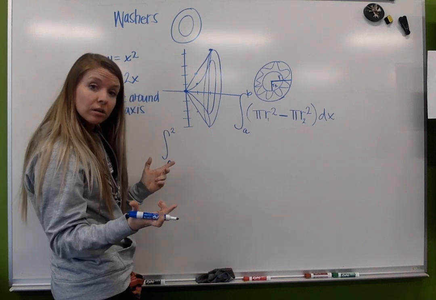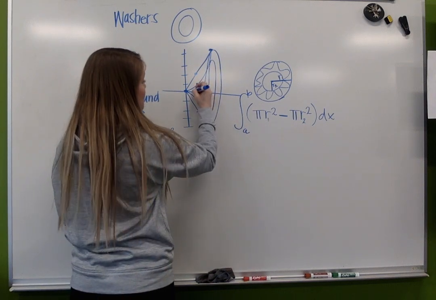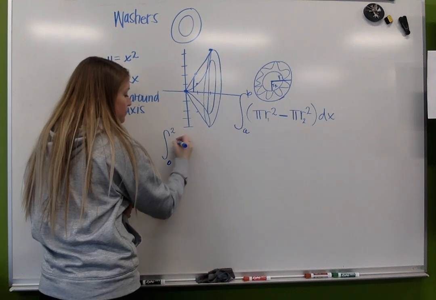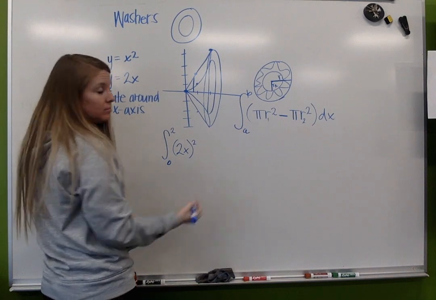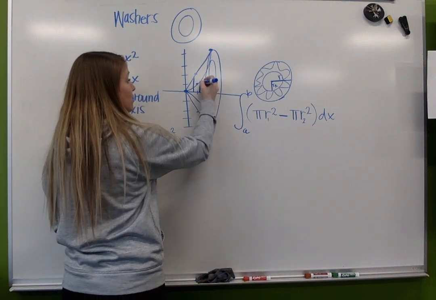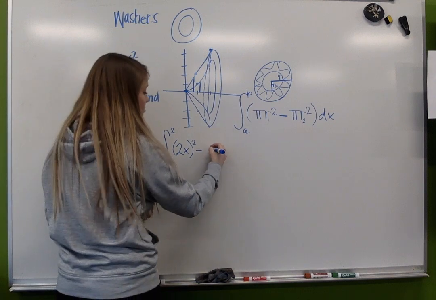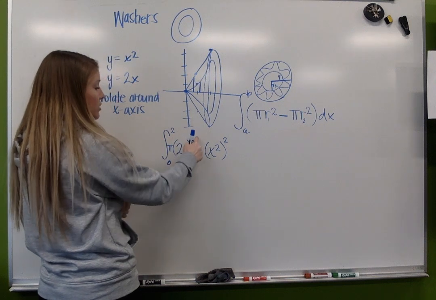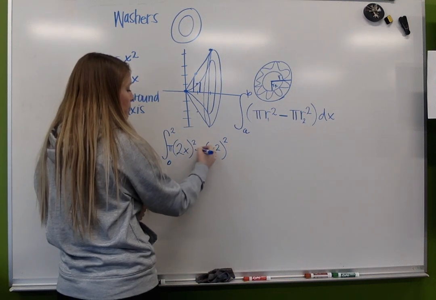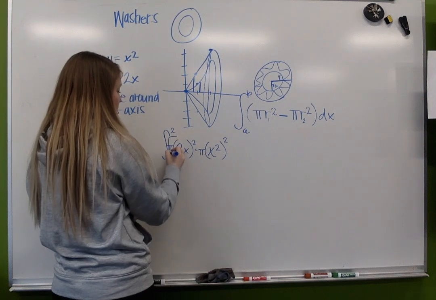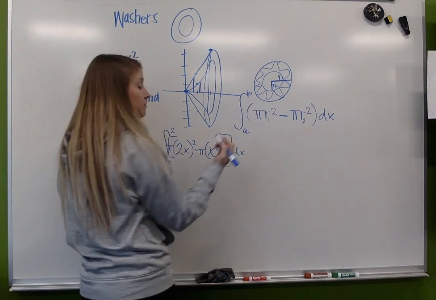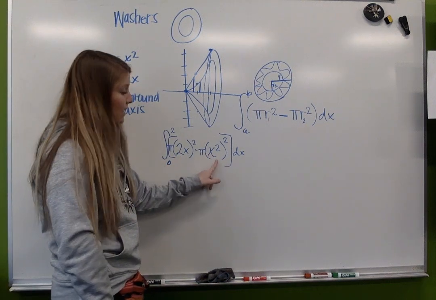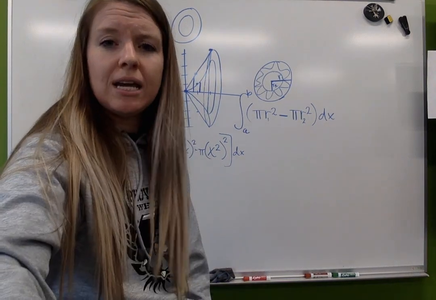My outer radius, if I start at the x-axis and I go to my outer function, that's my 2x. Minus my inner radius, which is my x squared. So pi r squared minus pi r squared dx. Okay, outer circle minus the inner circle.